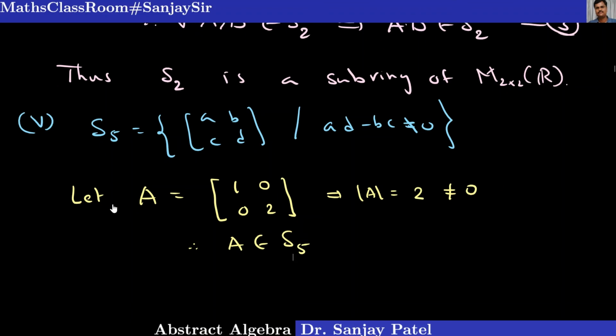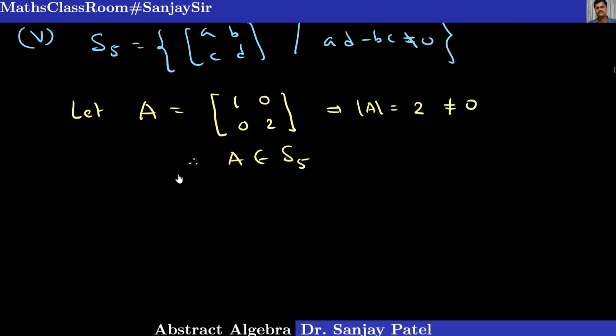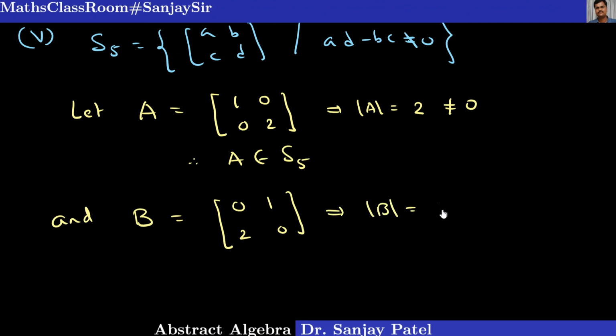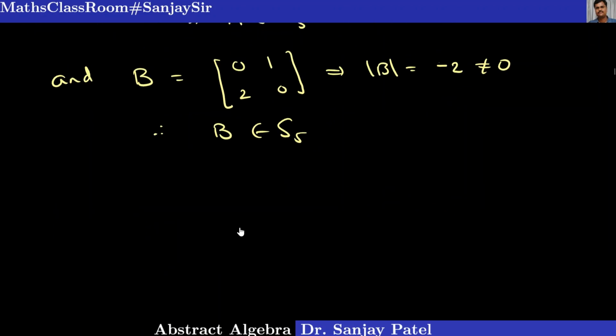In the same way, I would like to take another matrix and try. Say B is equal to 0, 1, 2, 0. And for this, the determinant of this matrix is 0 minus 2. So it is also not equal to 0. So I can say that B also belongs to the set S5. So A and B both belong to S5.